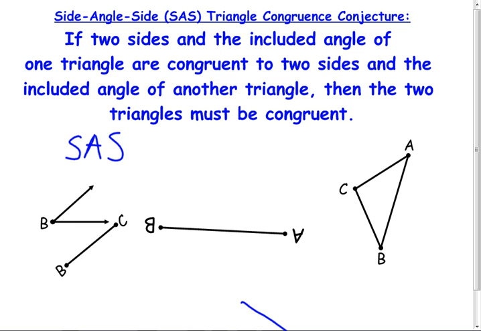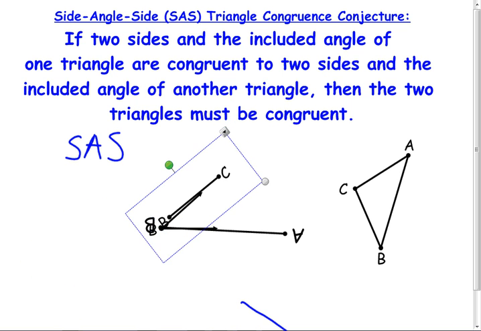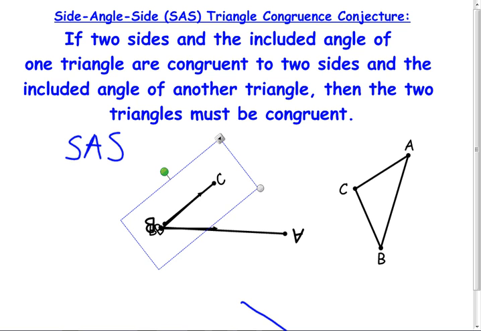So I want angle B, and I've already flipped that over there. And I have side AB, and then I'm going to take this side here, and I have to go from B to C, so I'm going to put it there. And then I already know that this has to be AC. And that triangle doesn't look congruent to this one, does it? Dang it. Because I didn't do it in the right order.